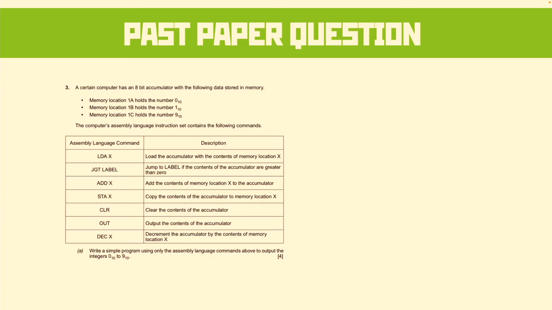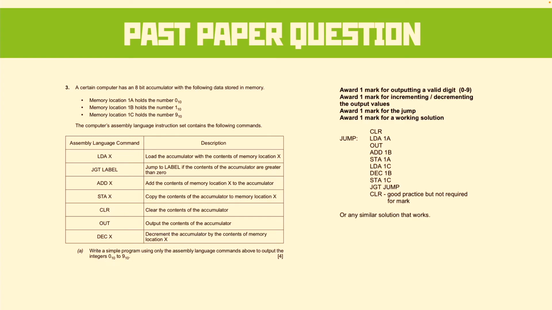Write a simple program using the commands above to output the integers 0 to 9. So that is a little bit different. Now, it's already told us that memory location 1A has 0, 1B is 1, and 1C is 9. So we're going to have a mark for outputting a digit, a mark for incrementing or decrementing the output values, so either you're going up or you're going down, 1 mark for jumping back, 1 mark for a working solution.